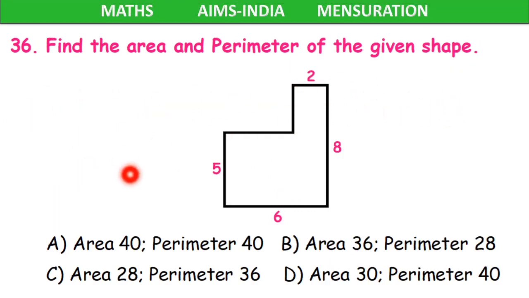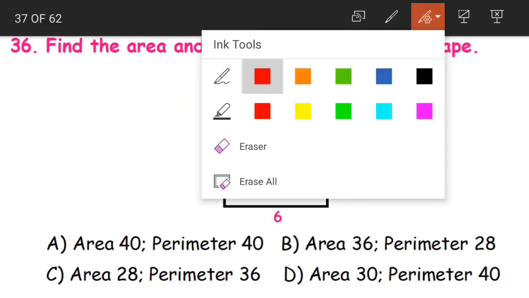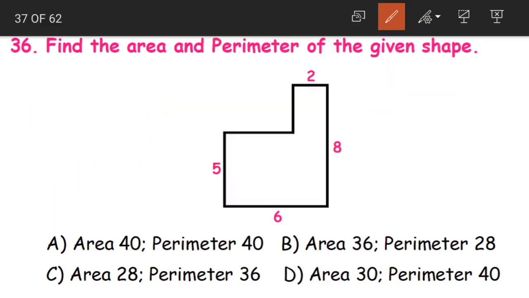Coming to question 36. Find the area and perimeter of the given shape. We have already discussed this type of question in the previous class, right? So what should we do? We should divide it into 2 parts. Yes or no? Yes. So here we will divide it into 2 parts. So what is the length of this side, children? It would be 2 centimeters. See, opposite side 2.